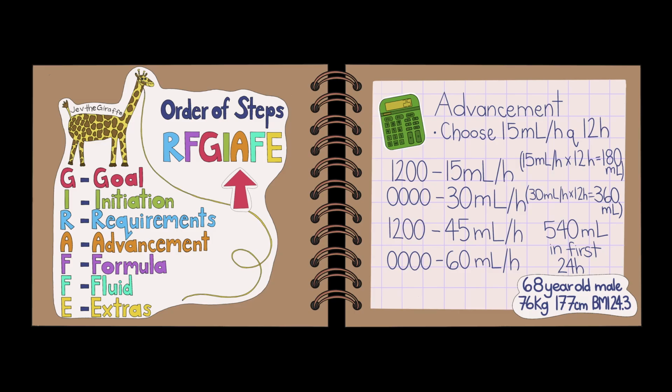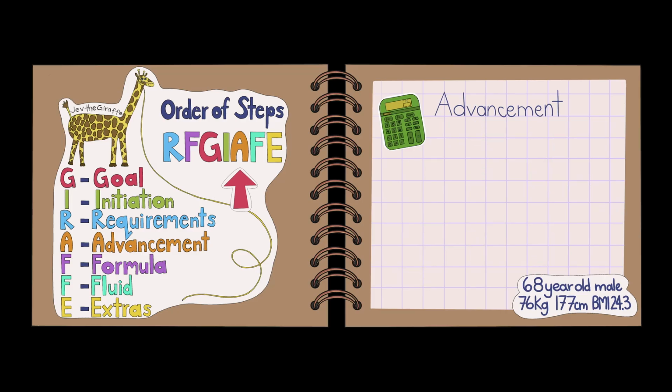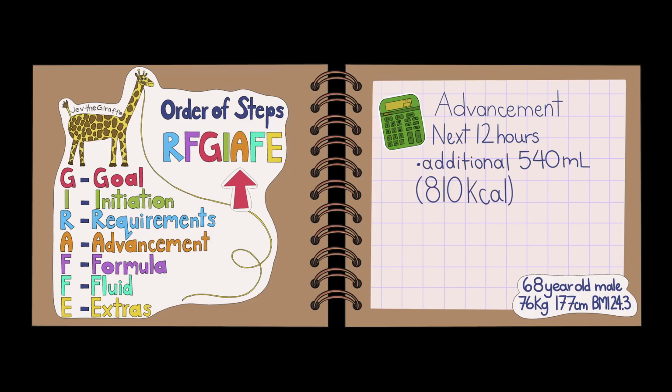15 ml per hour times 12 equals 180 ml. 30 ml per hour times 12 hours equals 360 ml. This means that in the first 24 hours, we have given 540 ml of formula, which is 810 calories or 10.7 calories per kilo, which is within our guideline of 10 to 20 calories per kilo in the first 24 hours. Over the following 12 hours, we give an additional 540 ml, another 810 calories. If the patient is showing signs of refeeding at this point, we may need to slow down our advancement. But if the patient's labs are looking good, we would not want to delay their getting adequate nutrition.